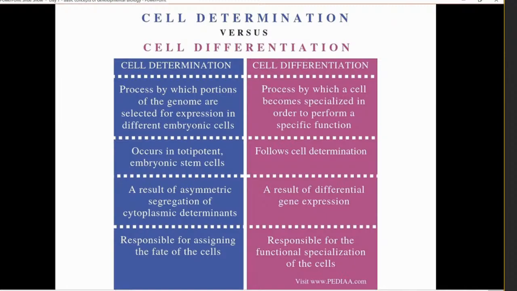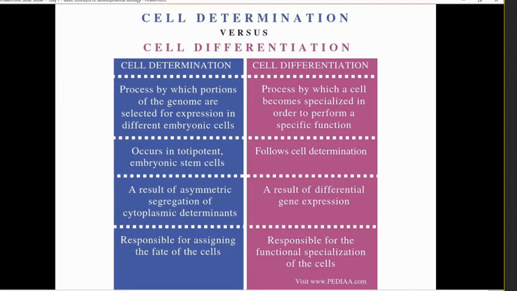Specification, determination, differentiation. These are the three important terms in developmental biology. This basic concept plays a role in understanding the questions, because many questions look big, with a whole paragraph, but the answer is very, very simple. Just read the question with this basic concept in mind.